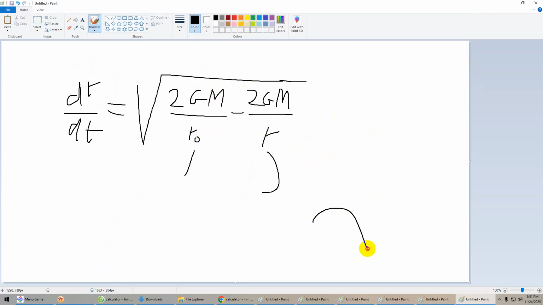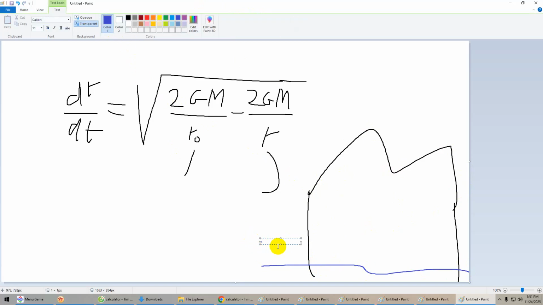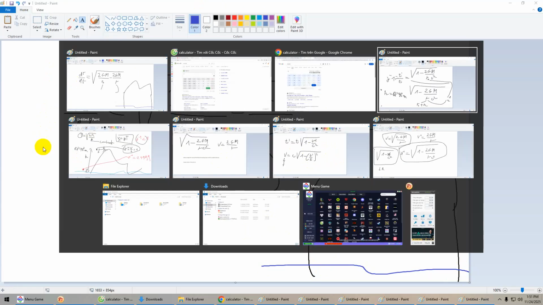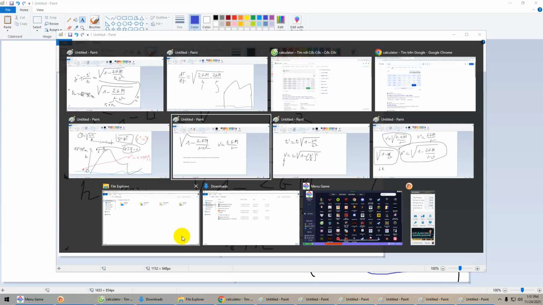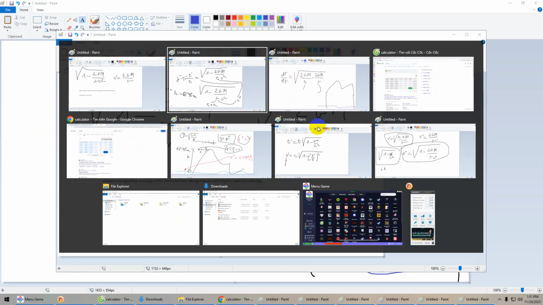Let's take Mount Everest here again, and the sea level here. We can say this is at r0, which is the radius of the planet, and this is r, the distance r0 plus the height of the mountain. So yes, this is true, because the expression here is not the escape velocity anymore. It has changed its meaning, it changed to the final velocity, which is this expression.